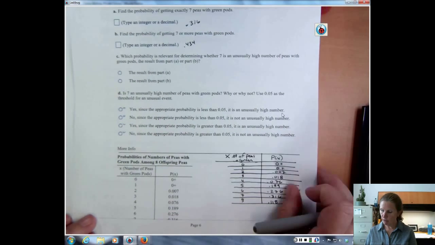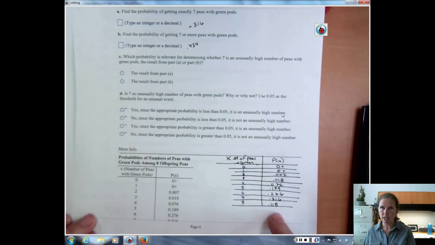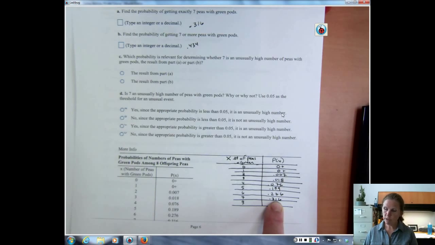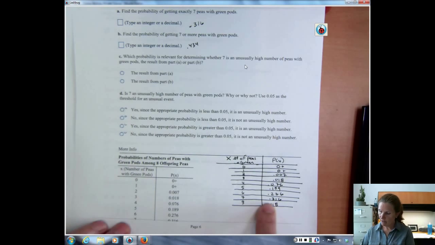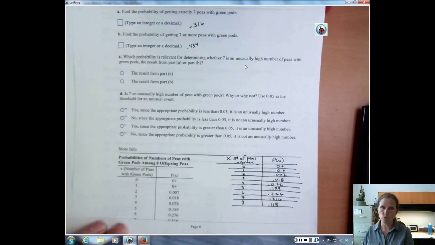Well, here are the probabilities that they gave us. And they want to know the probability of getting 7, which is right here in our table. So that's 0.316 given. Find the probability of getting 7 or more peas with green pods. 7 or more means that you could have 7 or you could have 8. So you need to add these two numbers together, 0.316 and 0.118. That adds up to 0.434.